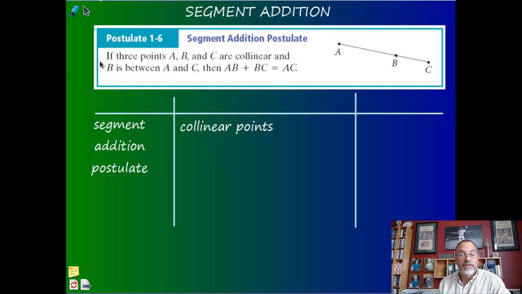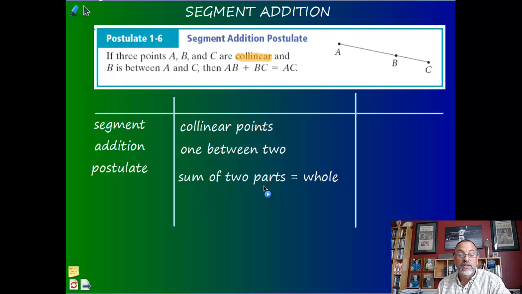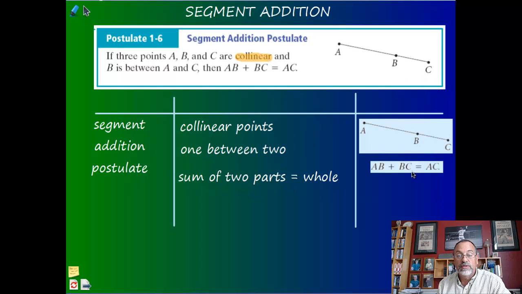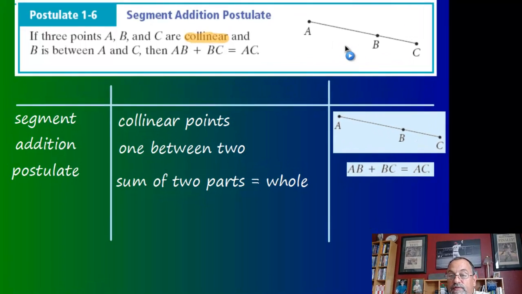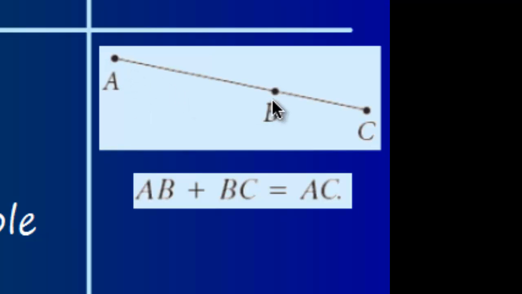First of all, segment addition postulate. If we look right here, they have to be collinear points. So that's one of the things we want to look at. One of the points has to be between the other two, and if that's true, then the sum of the two parts, AB from here to here, plus BC, would equal the entire segment AC. So the segment addition postulate breaks down into this. The points have to be on the same line. One of the points is between the other two, and if that's true, then this part plus this part is equal to the entire segment. So AB plus BC is equal to AC.